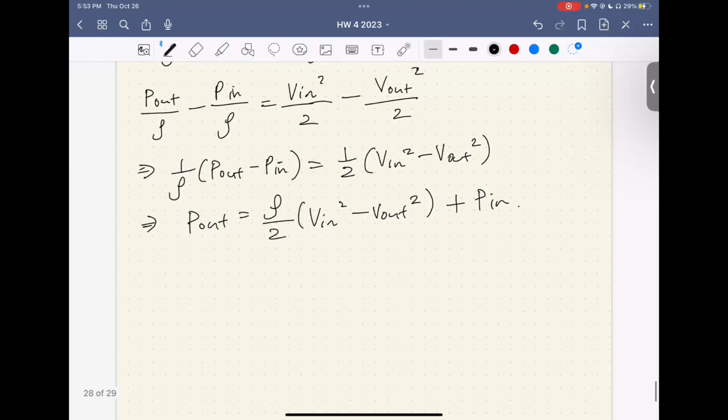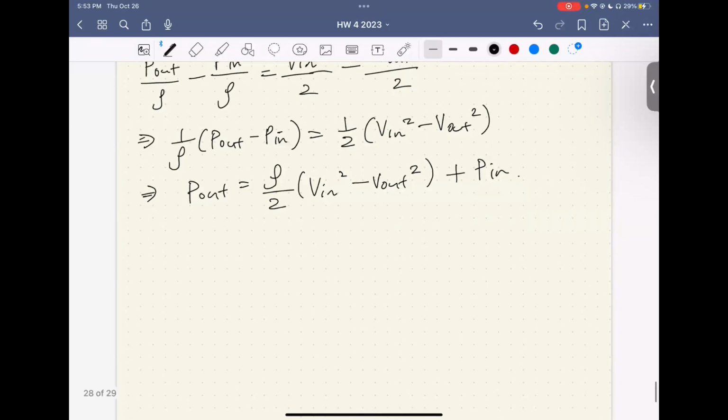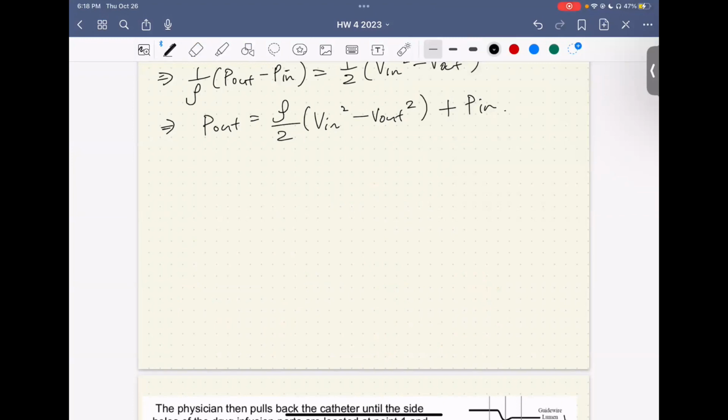So this expression allows us to calculate the outlet pressure when given the inlet pressure as well as V in and V out, right? Great, so let's make this more specific to our example. So let's write out P out is going to be P1C, the one catheter, is going to equal rho over 2 V in, and our in is 1, without the catheter, squared minus V out, out is, again, one catheter, squared plus P in, right?